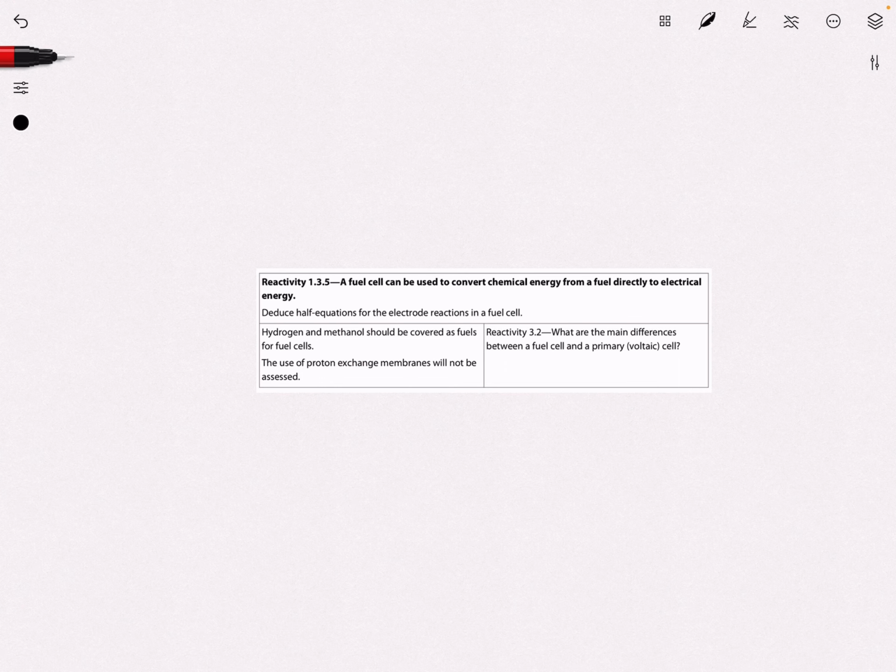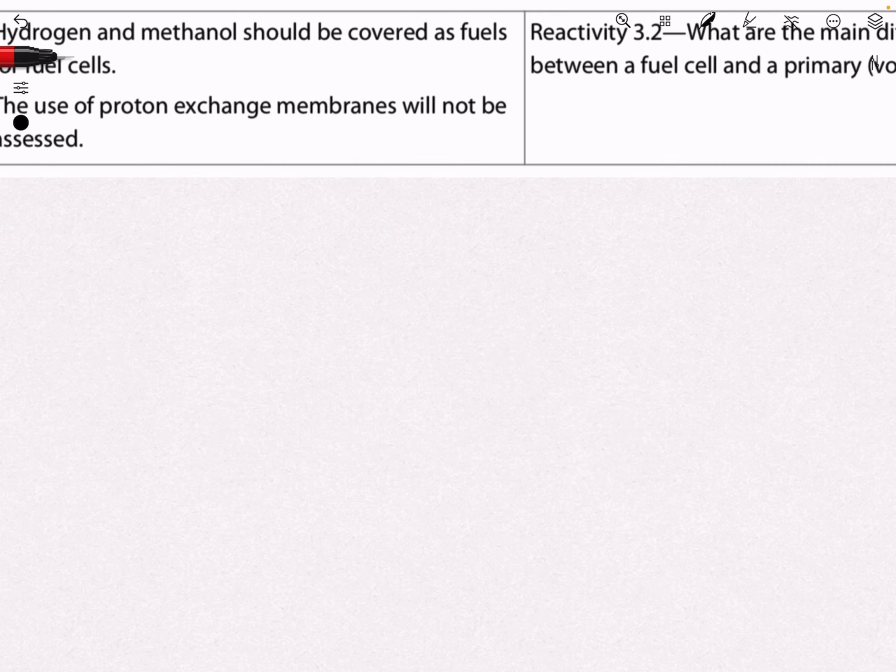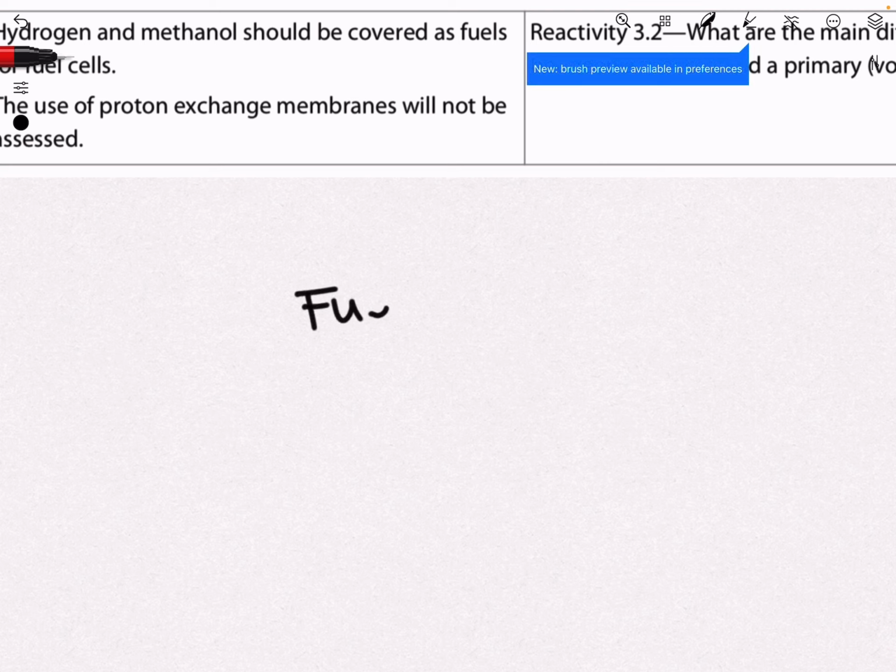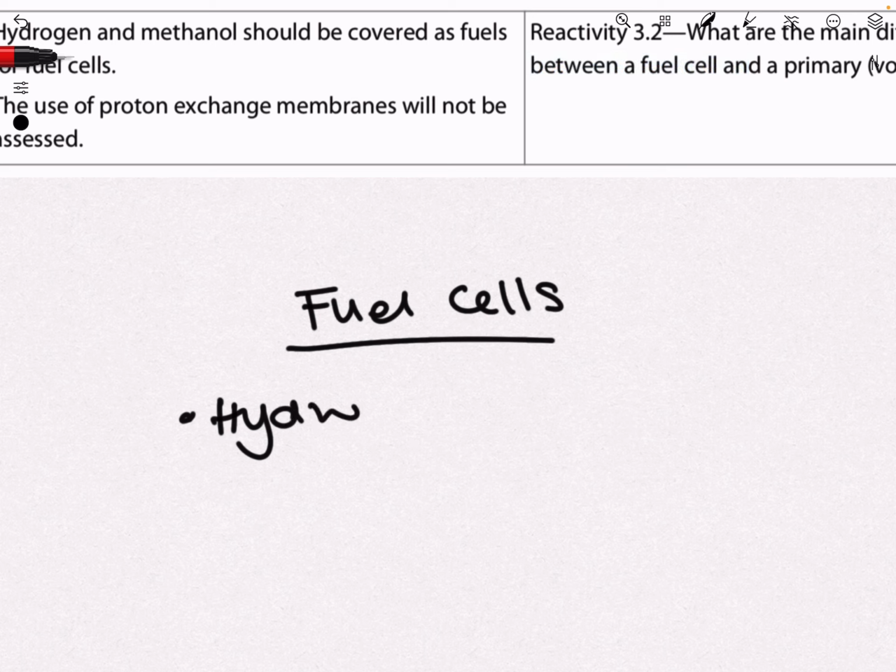Today we're going to be looking at reactivity 1.3.5 and more specifically at fuel cells. So how do fuel cells work? Well, a common kind of fuel cell is the hydrogen fuel cell. And this utilizes the reaction between oxygen and hydrogen to create water.